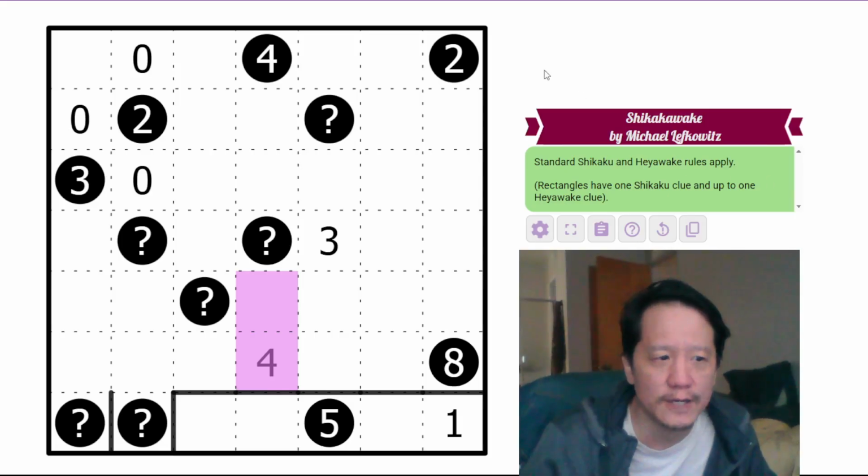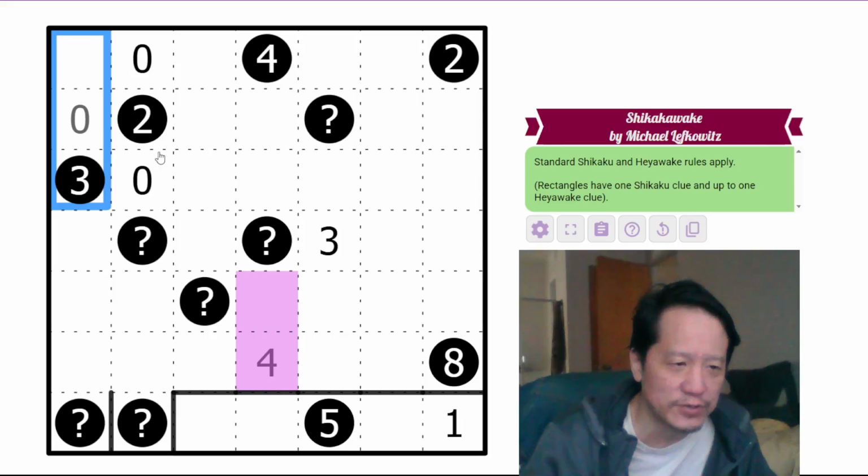Yeah, I'm used to Yin Yang. So I was like, wait, what? Can you have 0 there? It's like, oh yeah, you can have 0 for a room's worth.